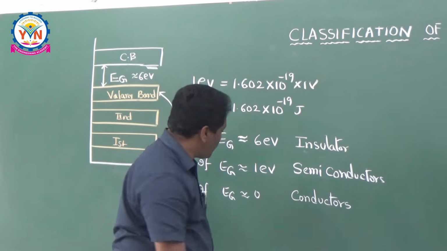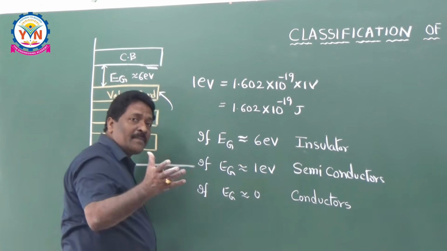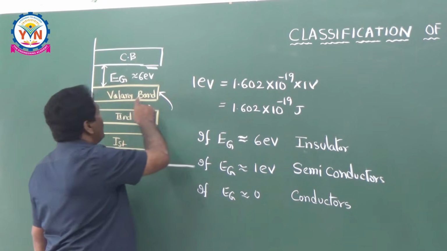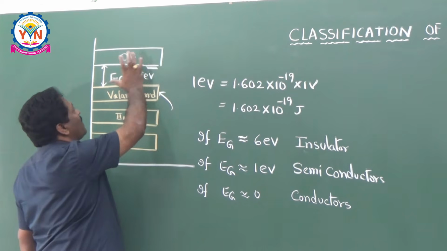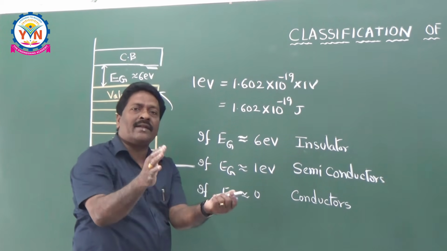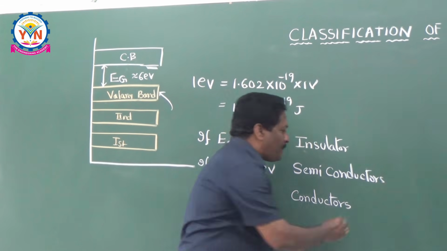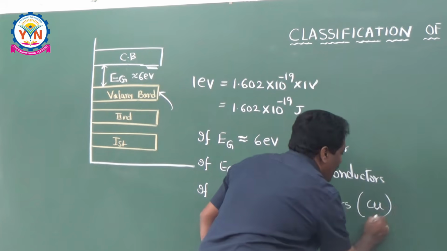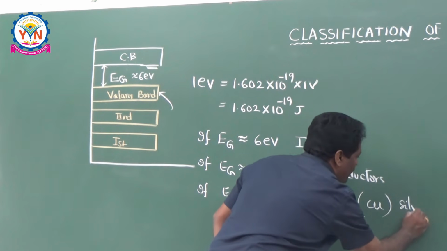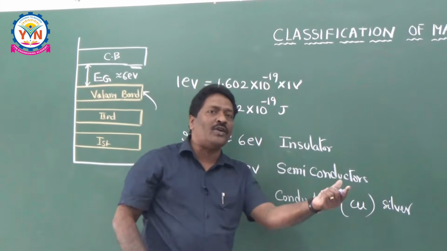For example, if you take conductors, E is equal to 0. The energy gap does not exist. That means you can say the valency band and conduction band overlap with each other. No energy is required. Even at room temperature it conducts. For example, if you take a conductor like copper or silver, then even at room temperature they are going to conduct.